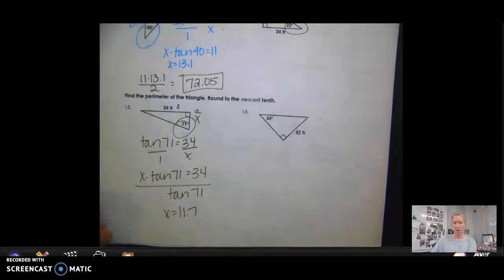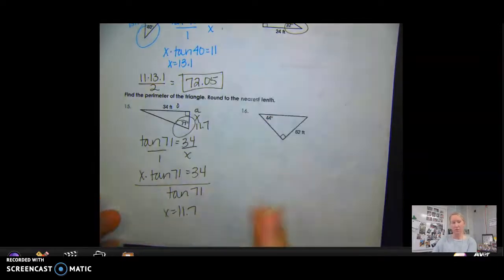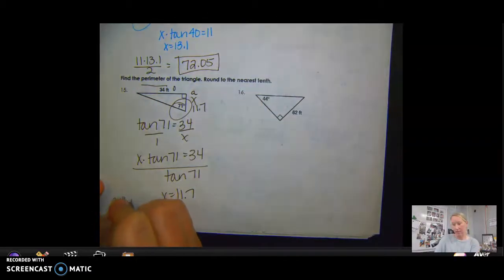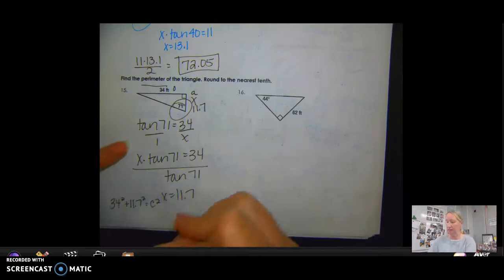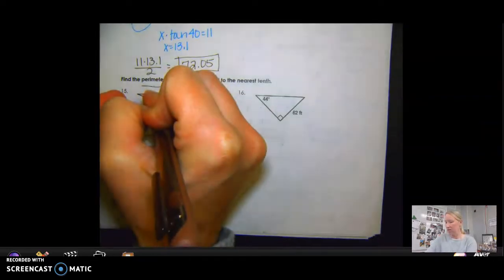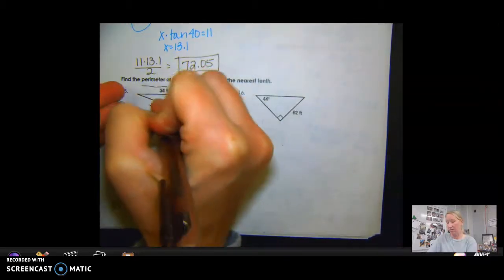Okay, so on this one, we know that x is 11.7. We still have this third side to find. Yeah, because it's perimeter, we have to add up all sides. So I'm just going to use the Pythagorean Theorem. So 34 squared plus 11.7 squared equals c squared. On my calculator, I'm going to do 34 squared plus 11.7 squared, press enter, and then I'm going to second square root that, because I have to square root both sides to get c squared down to c. I get c as 35.95, so that would round up to 36.